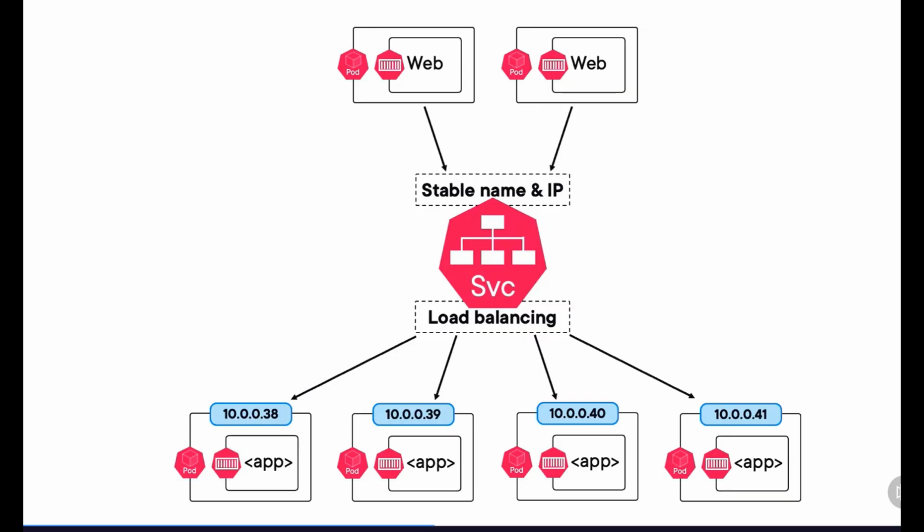And you know what? At a high level, that's the job of a service. It's a stable abstraction point for multiple pods, and it provides basic load balancing. Now then, the way that a pod belongs to a service, or makes it into the list of pods the service will forward traffic to, is by using labels.